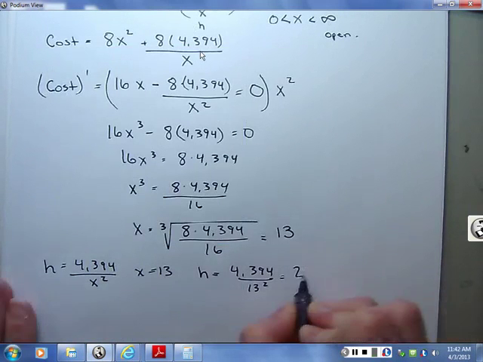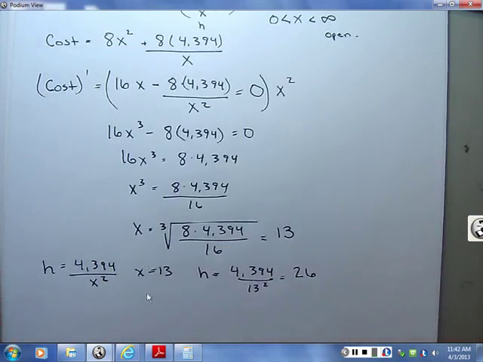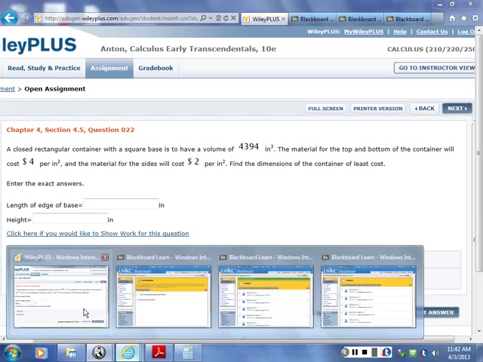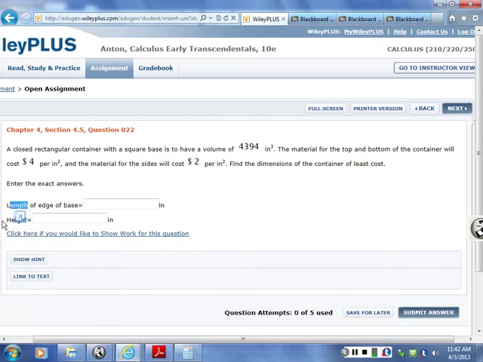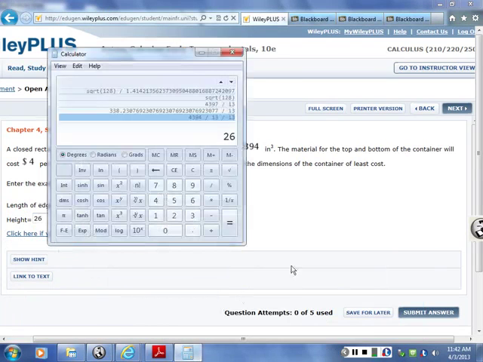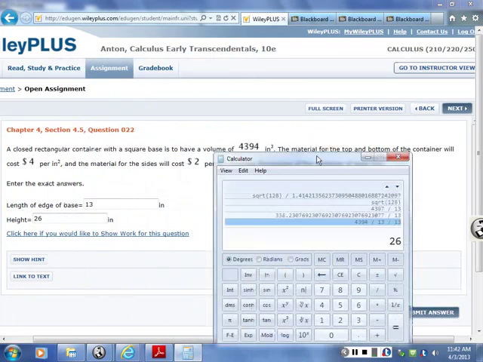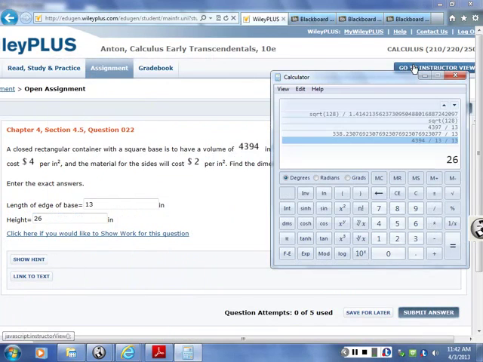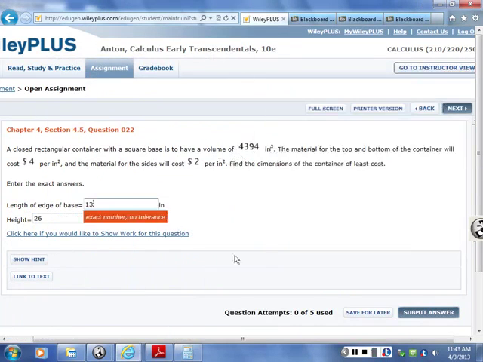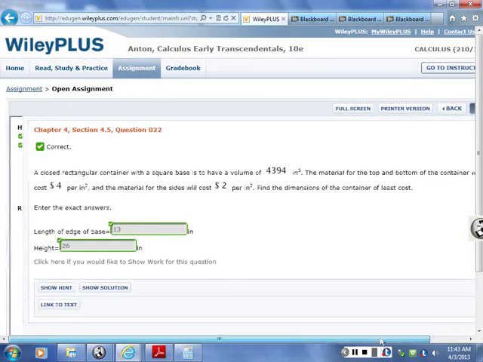So I forget what the problem asked. What did it want? It wanted the length and the height. So we saw that the length is 13 and the height is 26. And I could check myself here because the volume was given, right? So I need to make sure that 13 times 26 was the same volume that was given. Turns out it is. So I can submit there and we're happy.